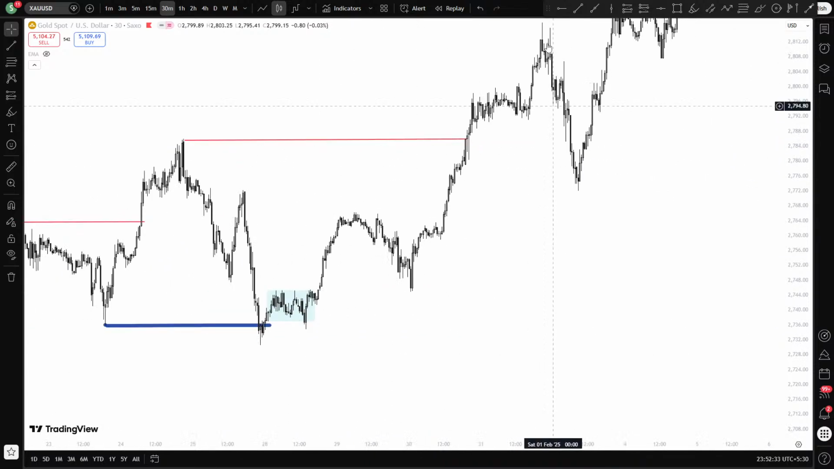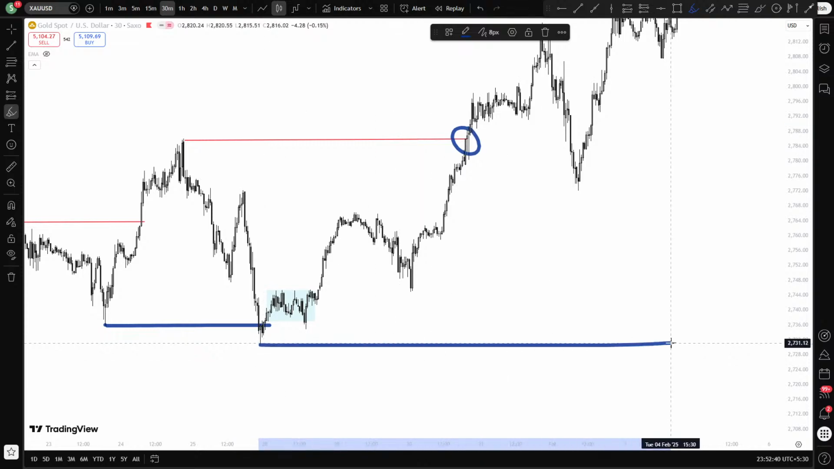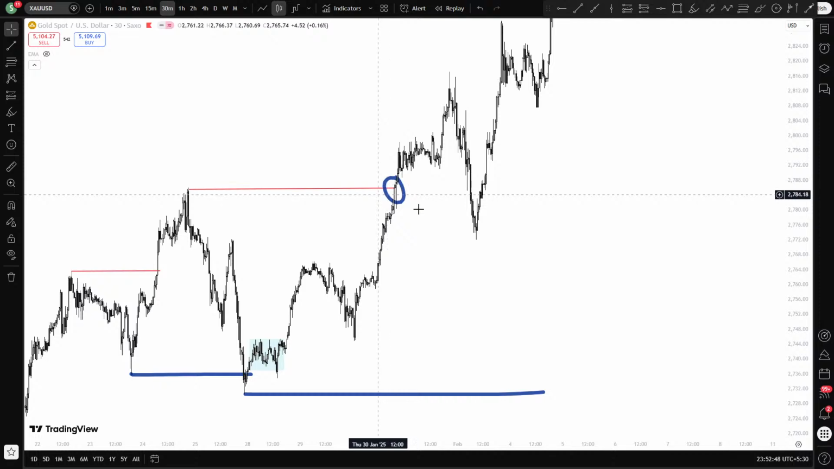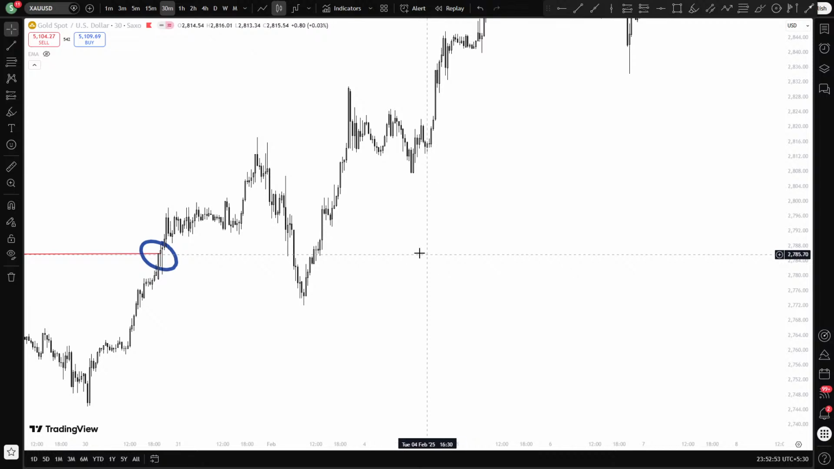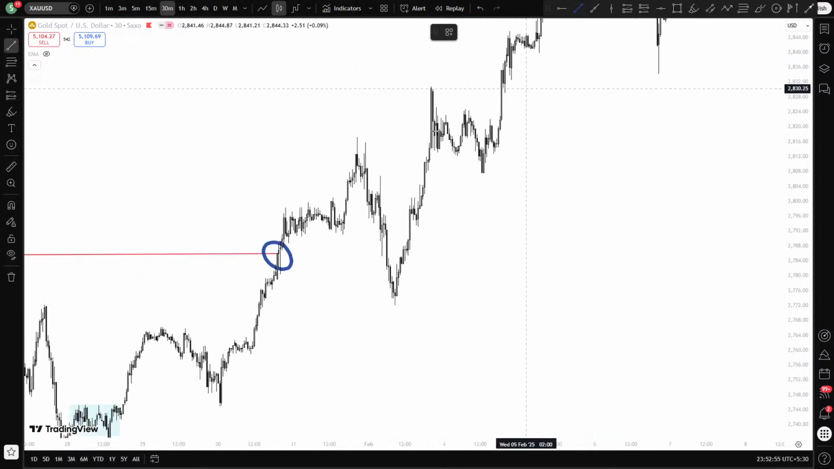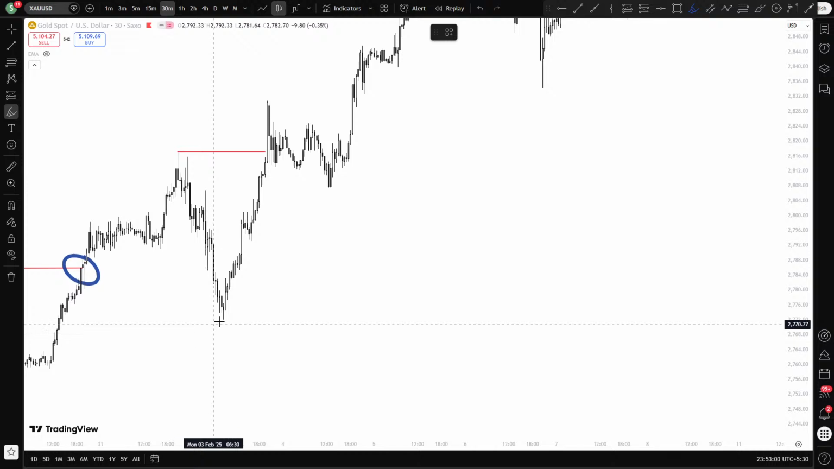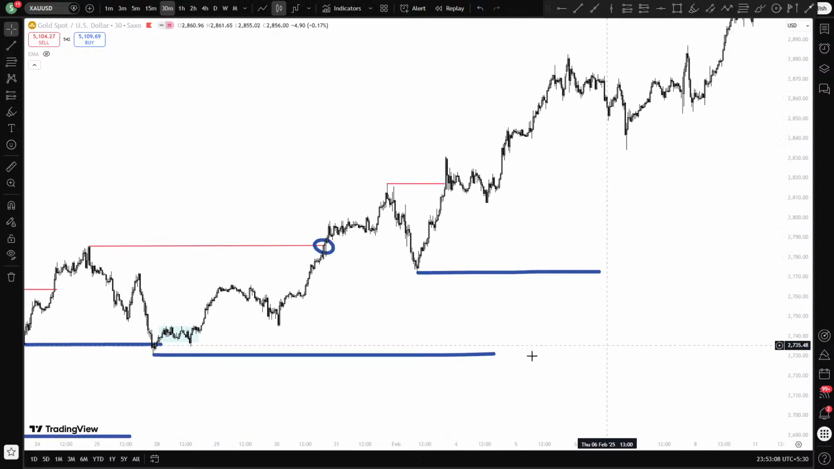For us to mark this point, we need the market to give us a breakout. Once the market gives us a breakout, we are going to say that this is where our higher low is. And the market continues pushing upward. We need the market to give us a breakout for us to have this point as our higher high.